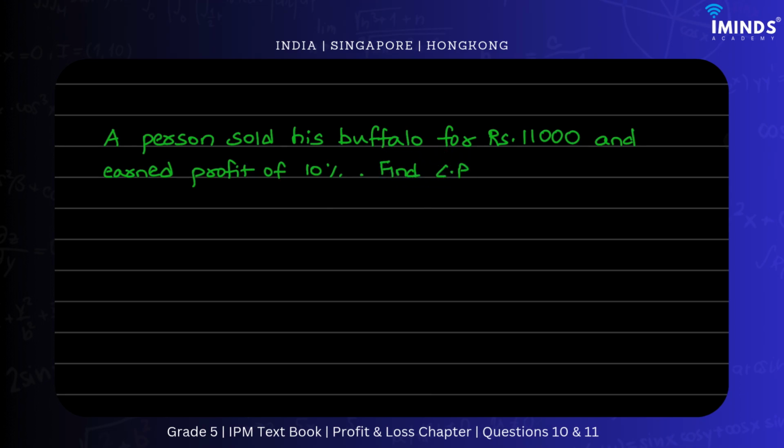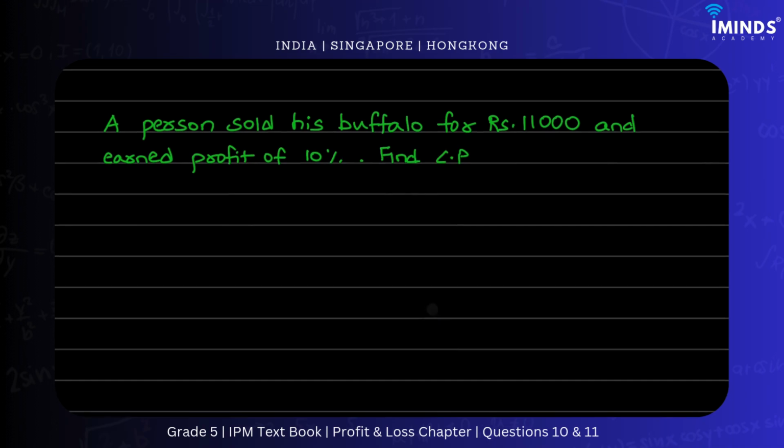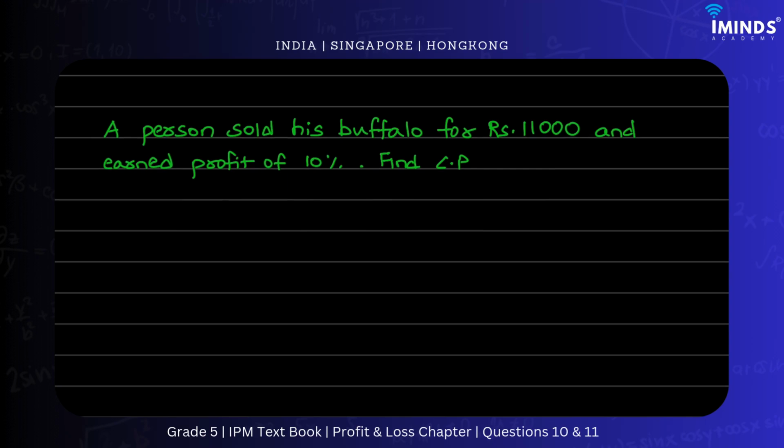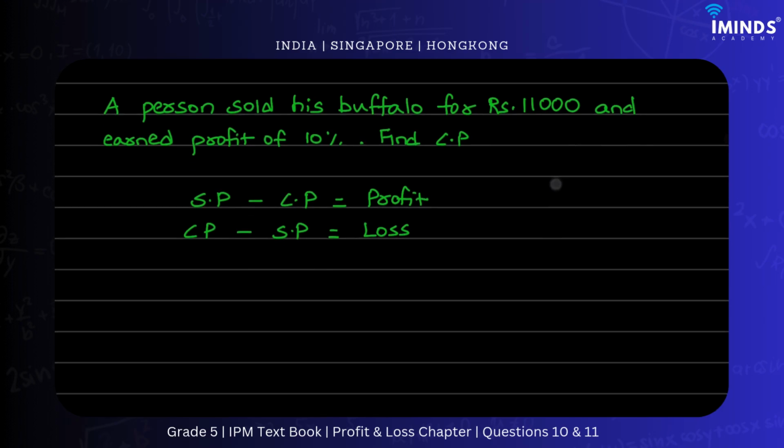Now always remember, in profit and loss questions there are four formulae which are very important and we have to always remember them. Let me write down those formulae for you. The first one: if selling price is greater than cost price, so SP minus CP, then we make profit. If cost price is greater than selling price, then we incur loss. That is the second thing.